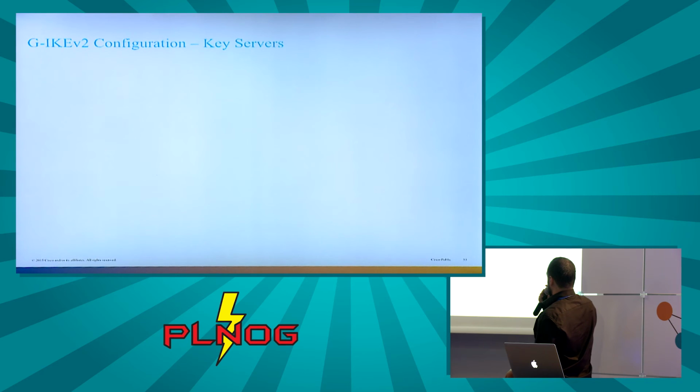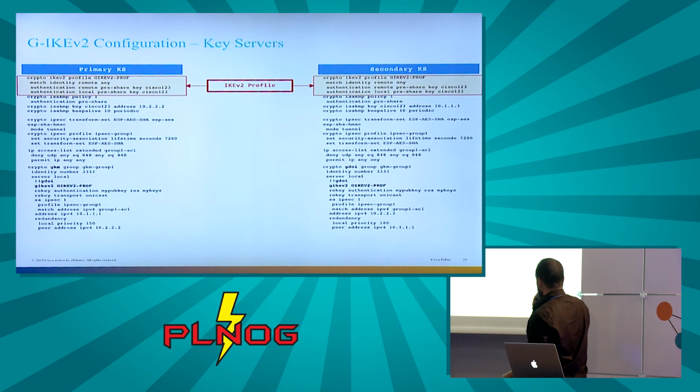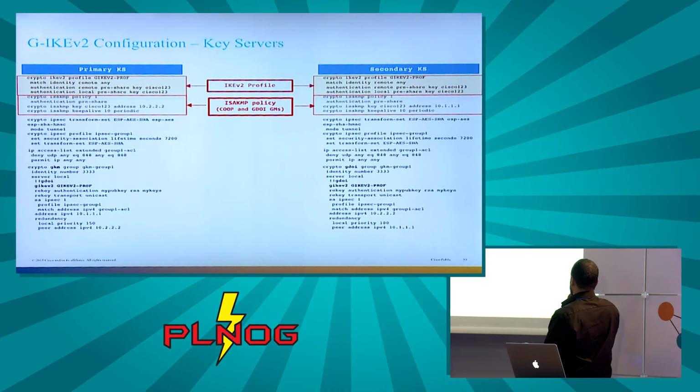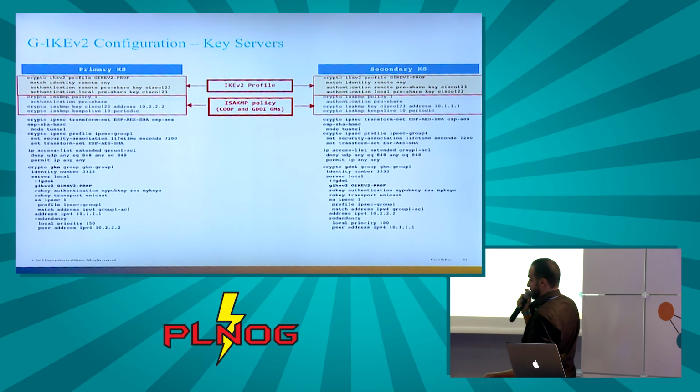So let's have a look at GIKEv2. What you will need to add is an IKEv2 profile. You will still need to use the ISAKMP policy for some time, for two reasons: you might still have some GDOI GMs in the network, and the other reason is that the COOP protocol, so for redundancy, has not migrated to IKEv2 yet.